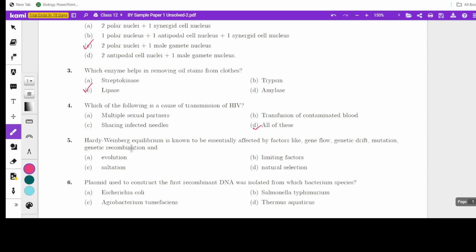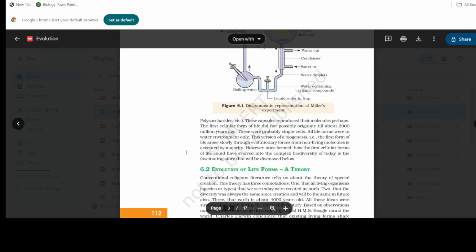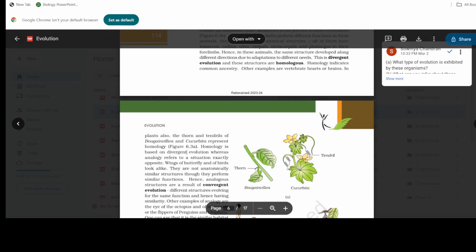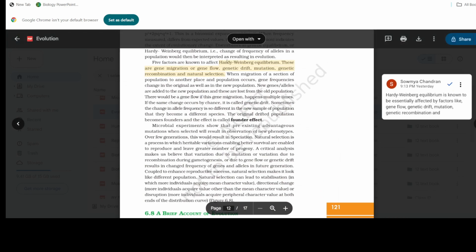Let's go into the textbook. So which chapter is it? Hardy-Weinberg equilibrium? Yes, it is Evolution. Let's take the chapter Evolution and get into the page where Hardy-Weinberg's law comes. Hardy-Weinberg's principle. You can see a statement given here.